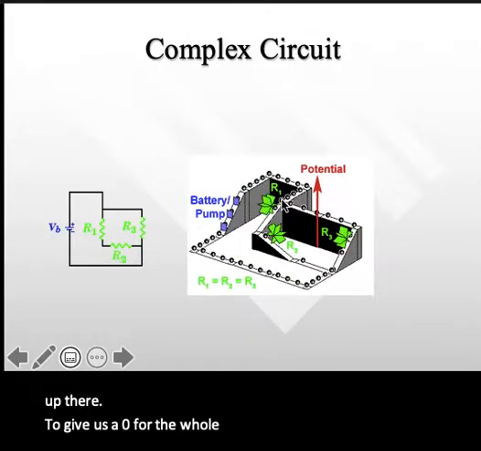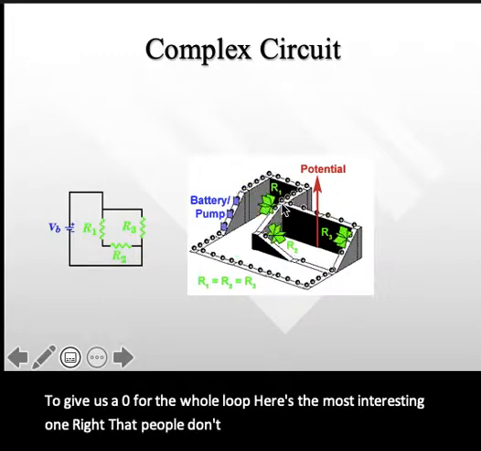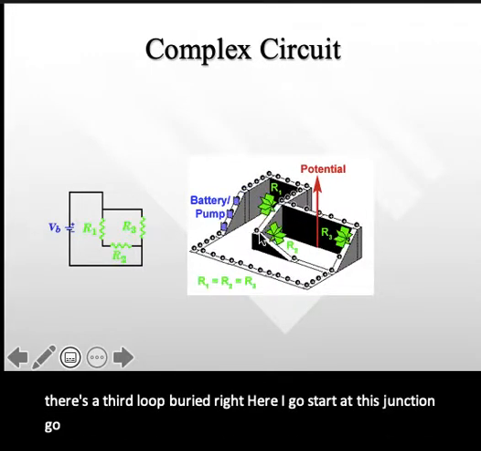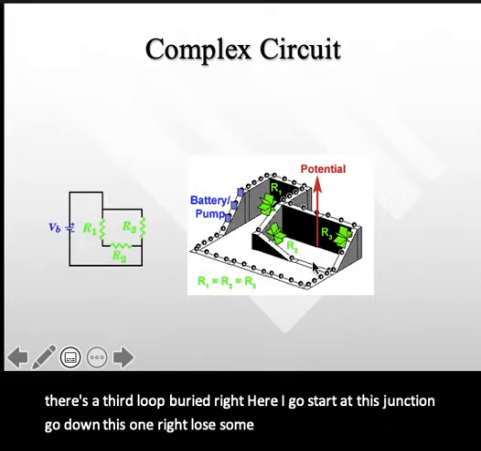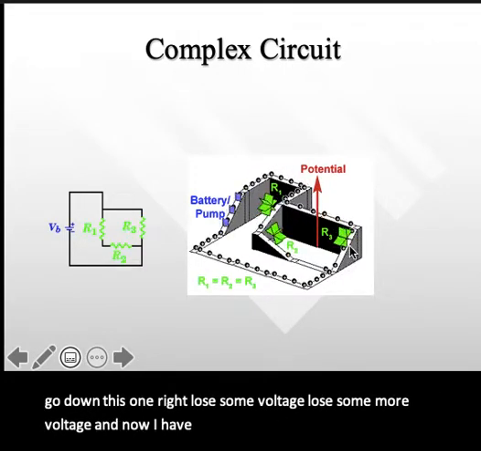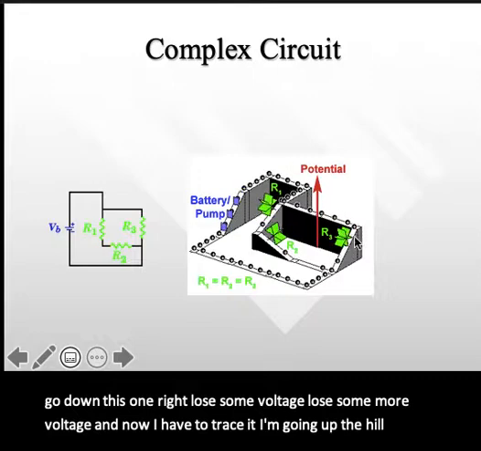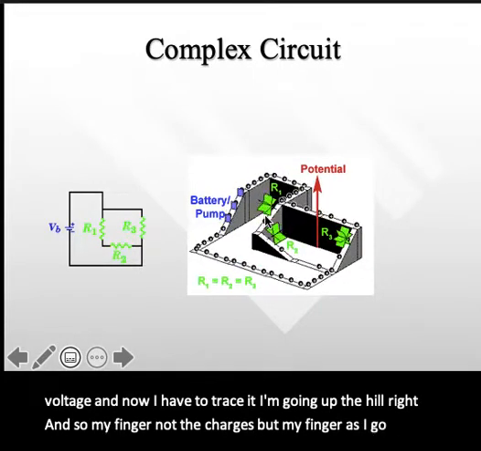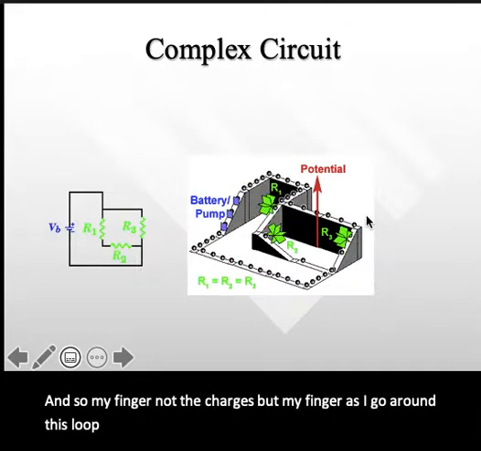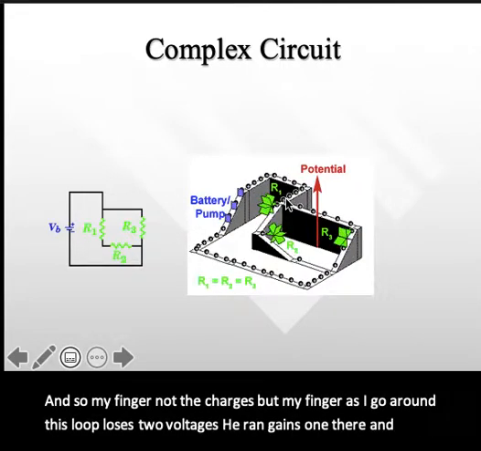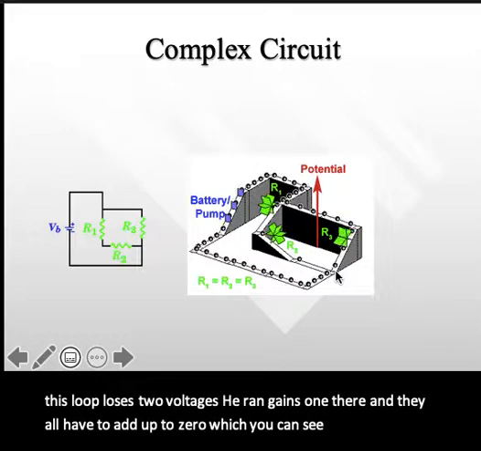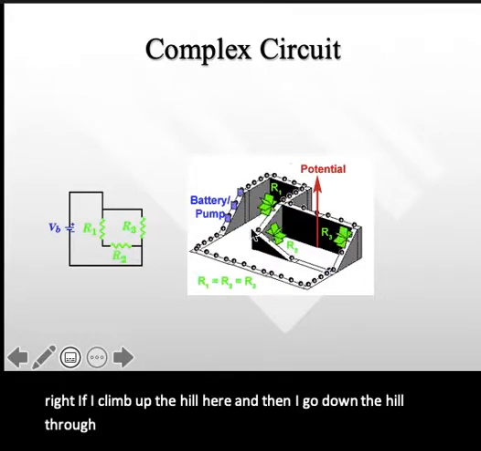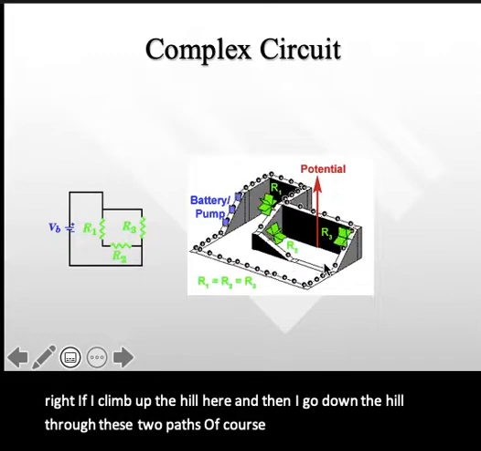Here's the most interesting one, that people don't think of at the beginning, but there's a third loop buried right here. I start at this junction, go down this one, lose some voltage, lose some more voltage, and now I have to trace, and I'm going up the hill, right? And so my finger, not the charges, but my finger as I go around this loop, loses two voltages here and gains one there, and they all have to add up to 0. Which you can see on this diagram: if I climb up the hill here and then go down the hill through these two paths, of course, the change in altitude has to be the same.